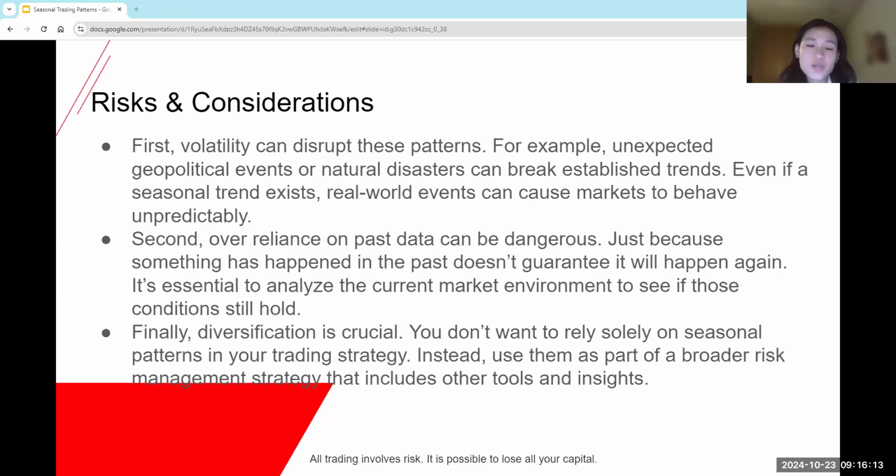Secondly, over reliance on past data can be dangerous. So just because something has happened in the past doesn't mean that it will definitely happen again. So it's essential to analyze the current market environment to see if those conditions still hold. And lastly, diversification. So you don't want to rely solely on seasonal patterns in your trading strategy. Instead, you want to use them as part of a broader risk management strategy that includes other tools and insights.